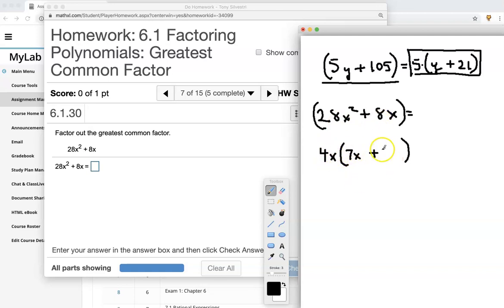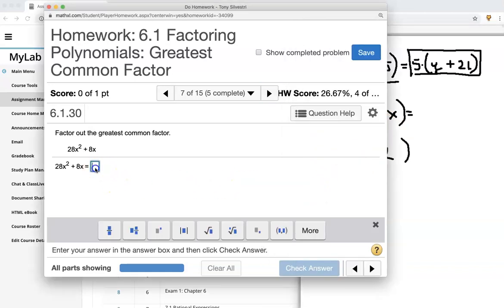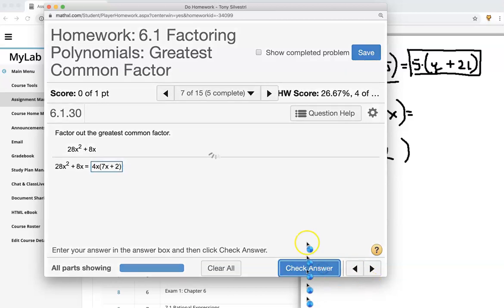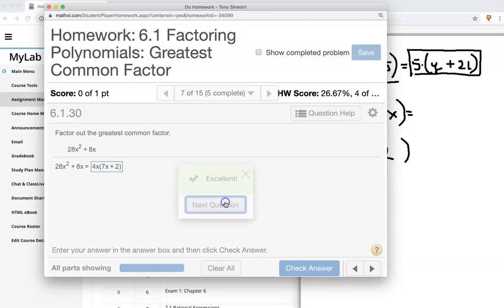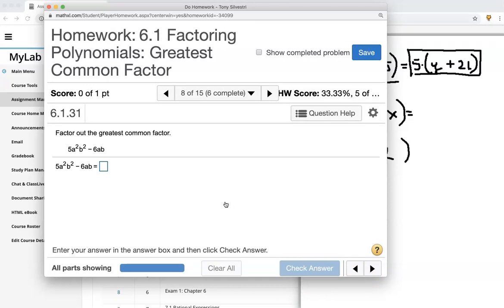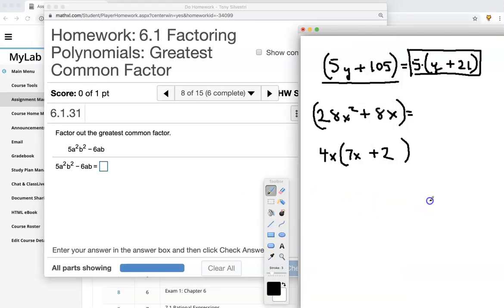4 goes into 8 2 times. You pulled out the x. If I multiply this times 2, I'll get the original 8. That's the answer right there. Fun, huh? We're having a great time. 4x, 7x plus 2. Okay, check your answer. Excellent. Almost halfway done, and we've survived.